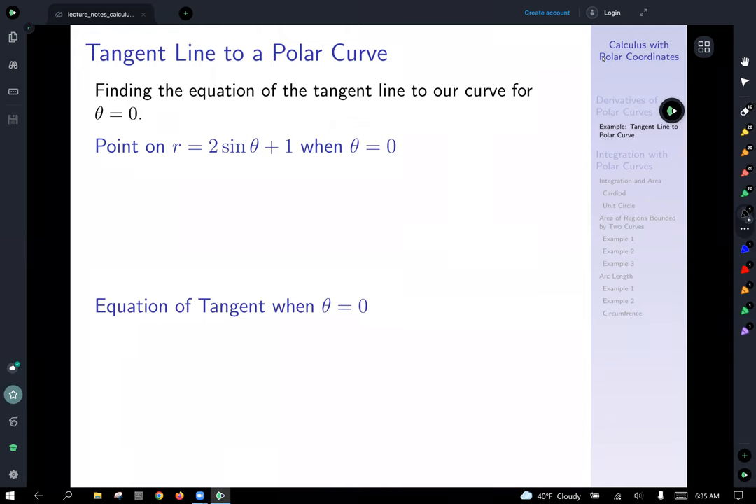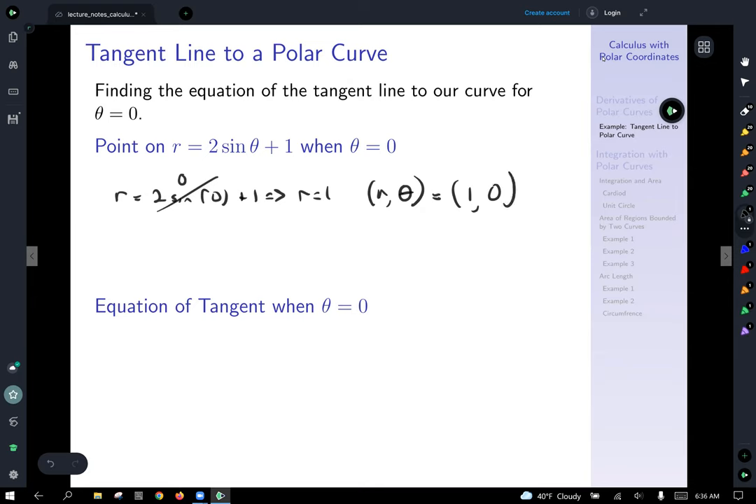So what do we got? We know theta equals 0. To find the point on our polar curve, we plug theta equals 0 and find the related r. So 2 times sine of 0 plus 1. Again, that becomes 0, and so r is equal to 1. So we have our polar point, r comma theta, equal to 1 comma 0.